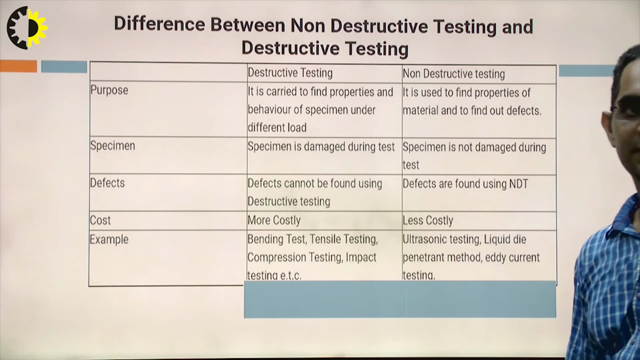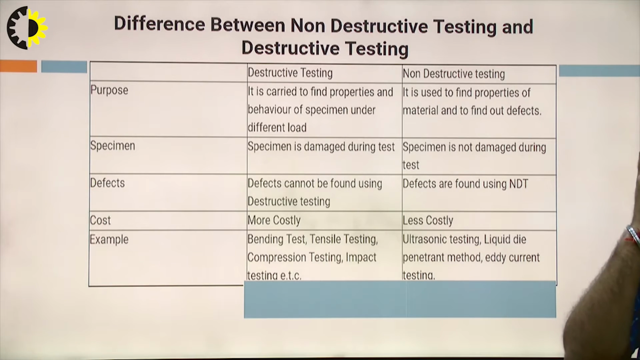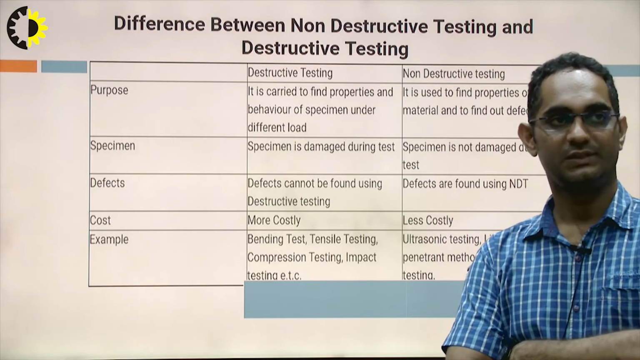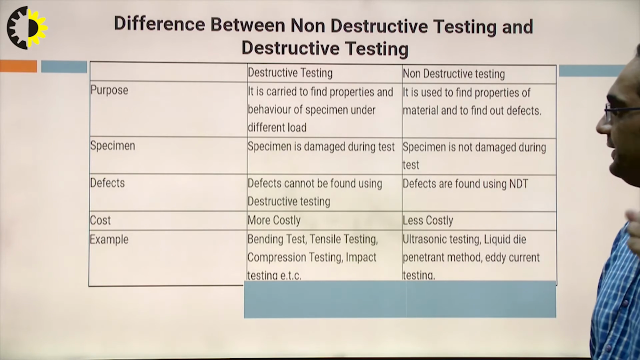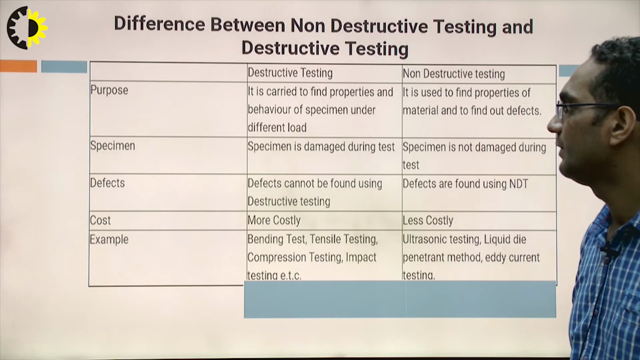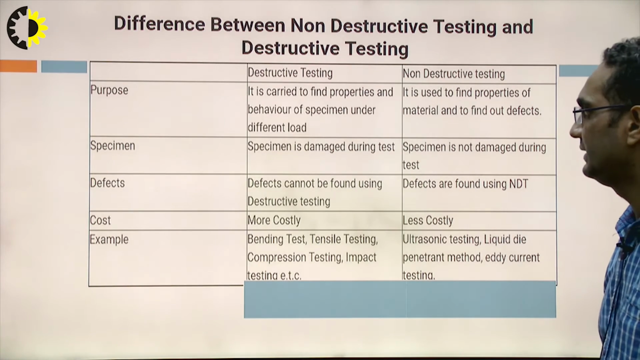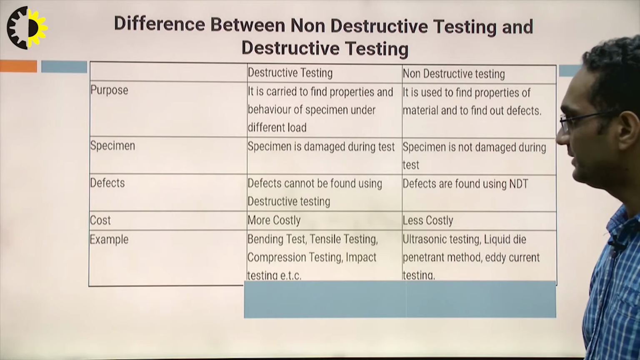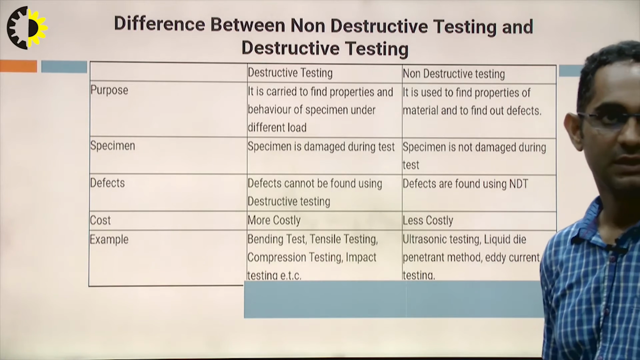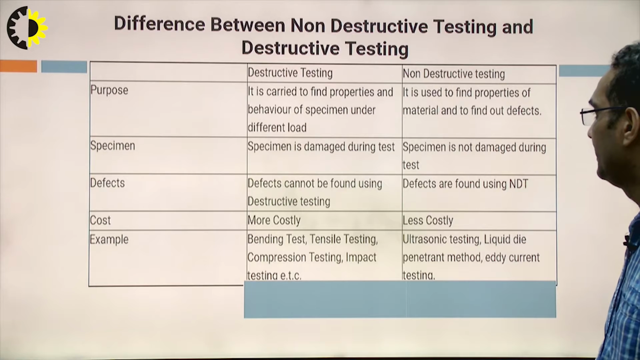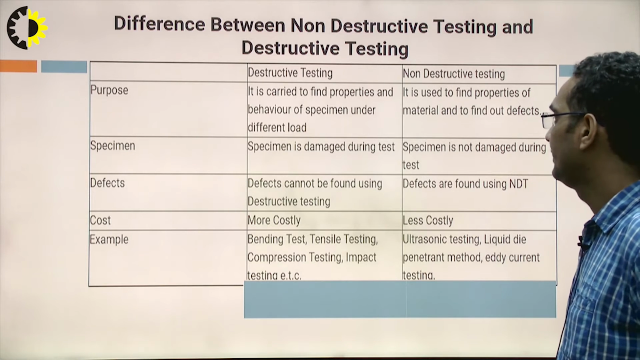Then next is the difference between non-destructive testing and destructive testing. There are certain differences between them. Purpose: destructive testing is carried out to find the properties and behavior of a specimen under different loads. Non-destructive testing is used to find the properties of the material and to find out the defects.